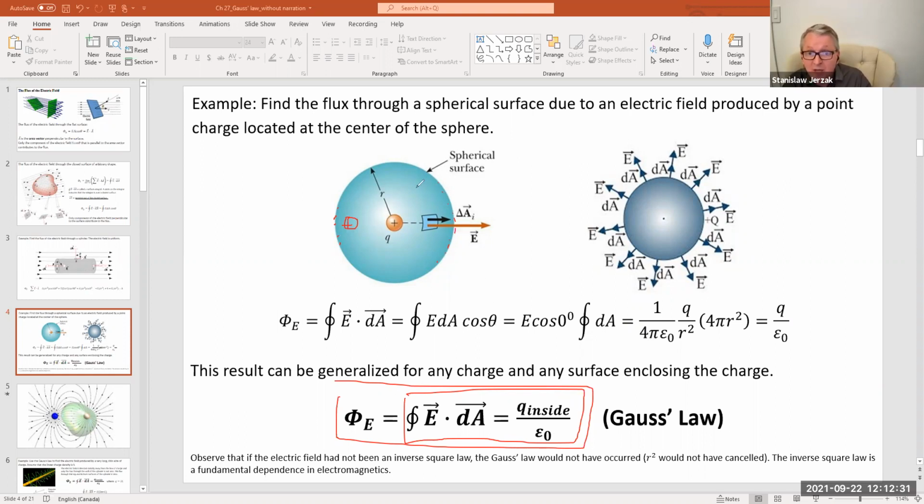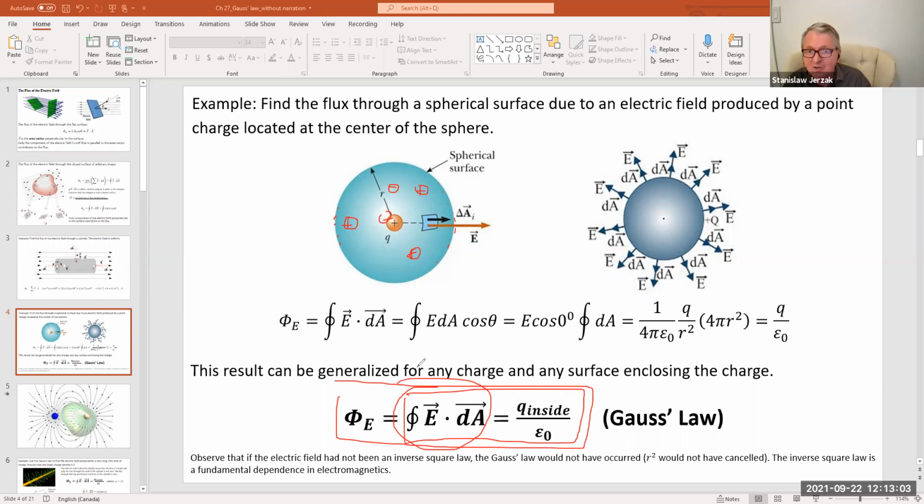Or you might have maybe a few charges at different locations. Maybe some charges can be positive. Some charges inside of the sphere might be negative. If you calculate the net charge inside of that sphere, that Q inside would be the net charge. So some positive and some negative would cancel each other. But if you take the net charge inside of the sphere and divide by epsilon 0, that will be equal to the total flux through that surface.